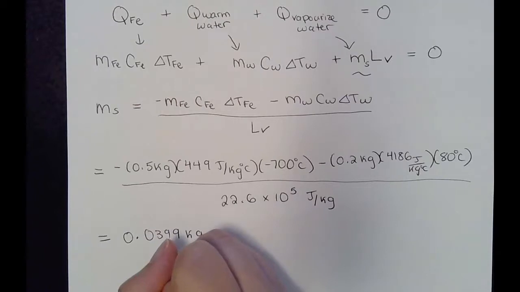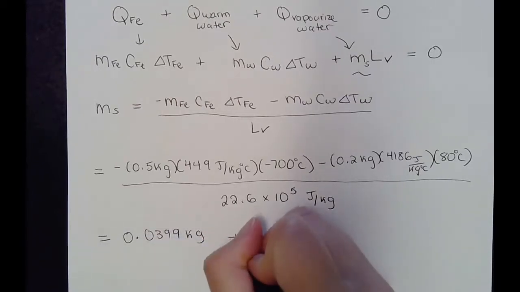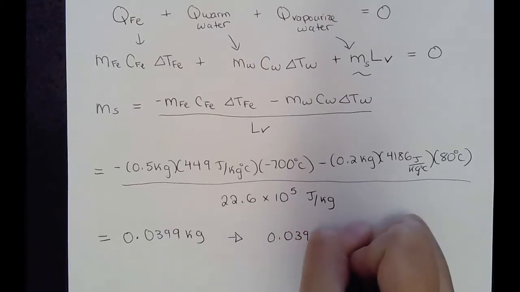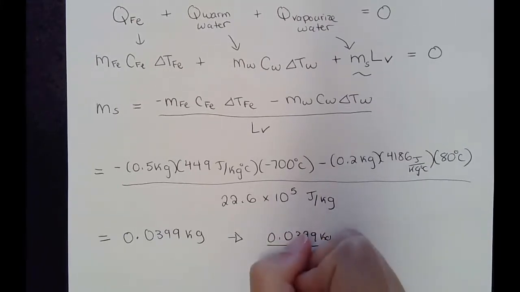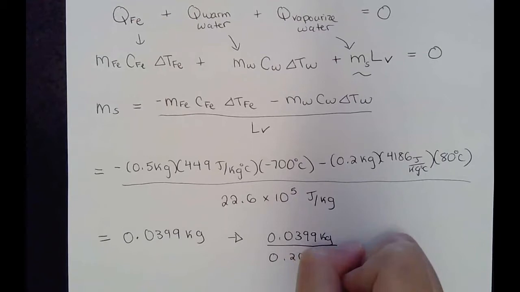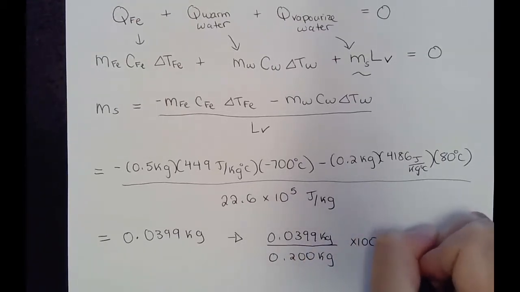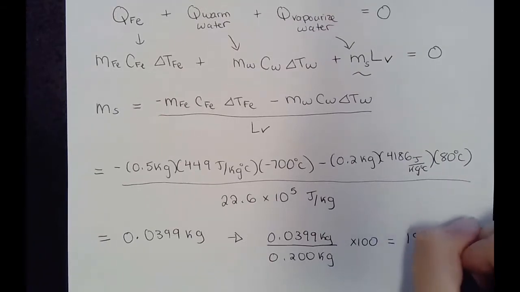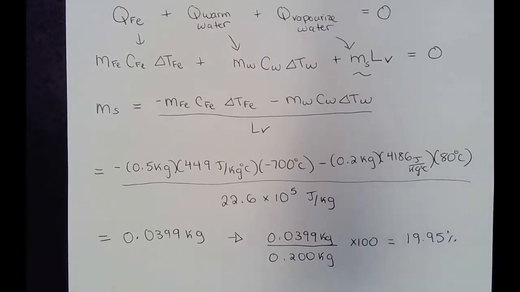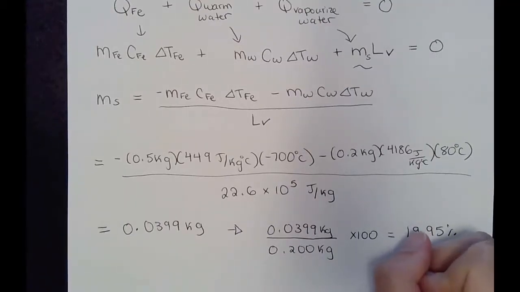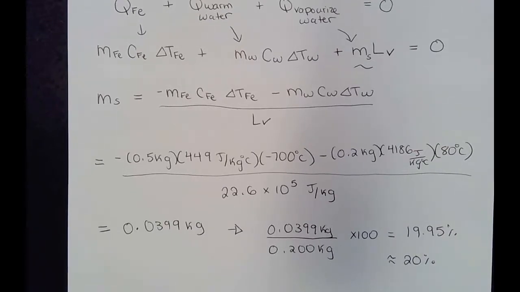So it actually asks for which fraction. So let's convert this into a fraction. We'll take 0.0399 kilograms over the total amount of water, which was 0.2 kilograms, times 100. Let's do that too to get a percent. So it's 19.95%, or 0.1995 if you want to give the actual fraction. So that's about 20% of the water that boils.